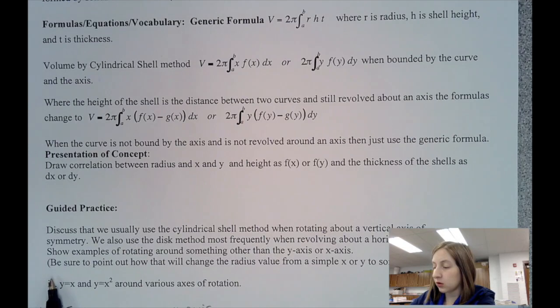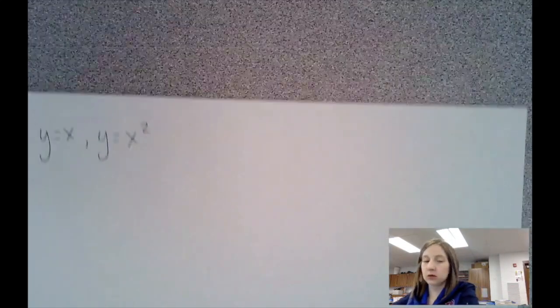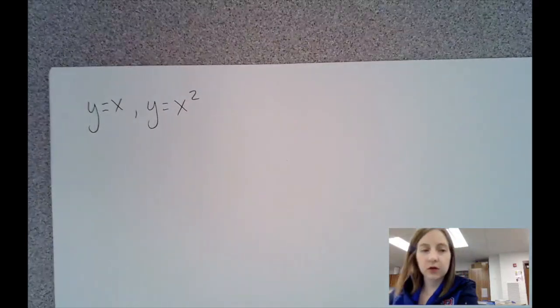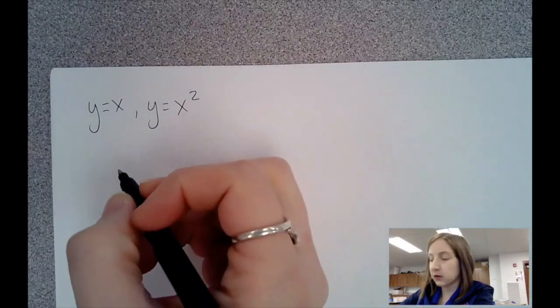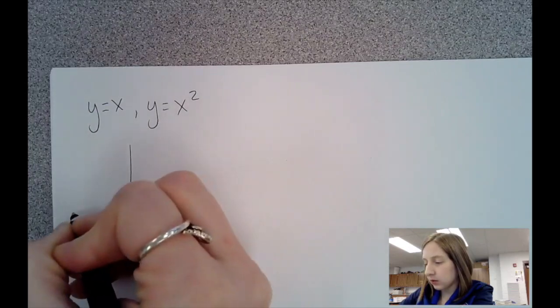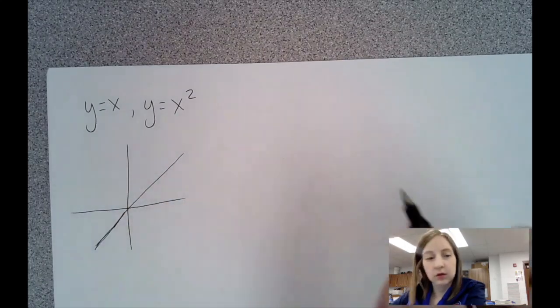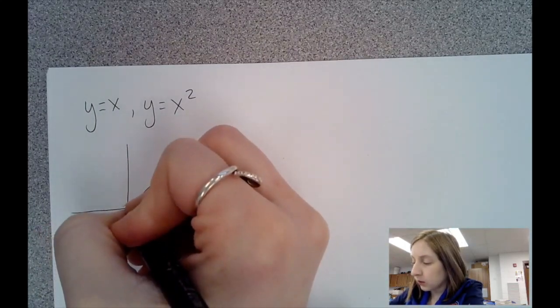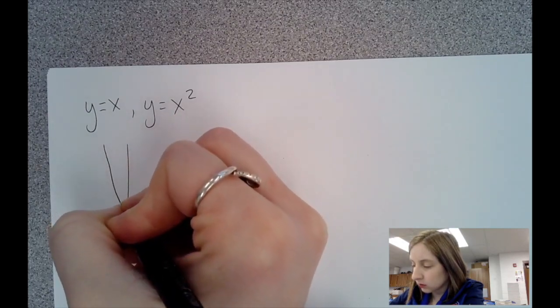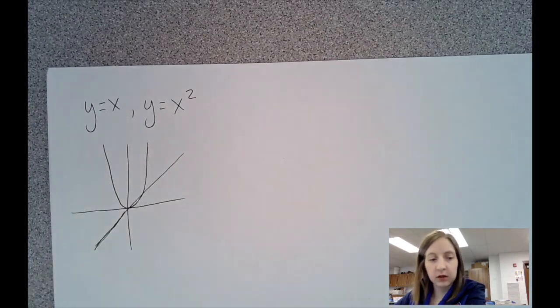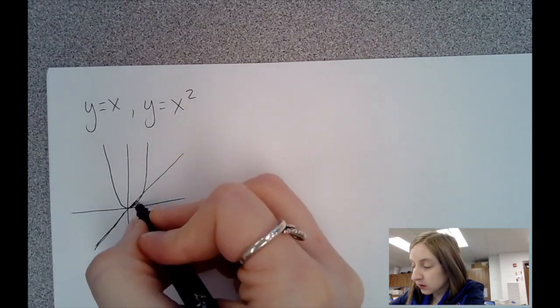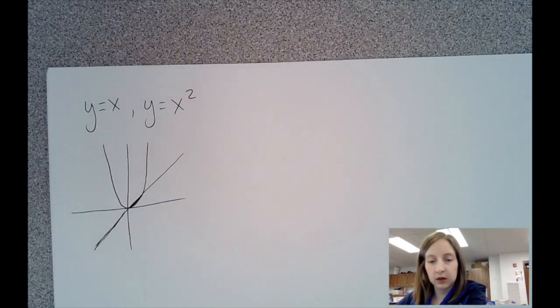And so let's just try some examples and see what happens, okay? So here's our first area that we're going to be revolving, y equals x and y equals x squared. So let's just draw what that looks like. Y equals x, pretend that's a straight line, looks something like this. And y equals x squared looks something like this. So the area bounded by those is just this little sliver right here.